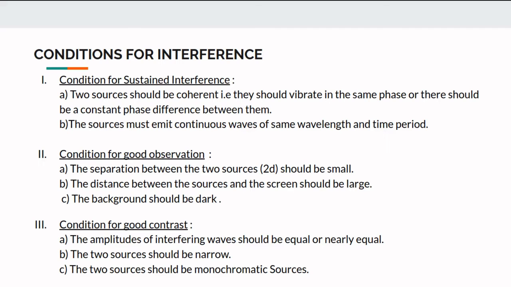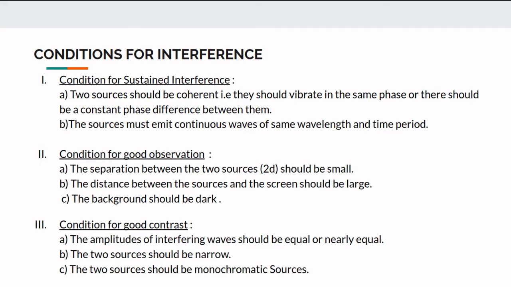The next part is conditions for good observation. In order to observe the fringes clearly, we have to satisfy some conditions. The third one is conditions for good contrast. Good contrast means in interference fringes, some fringes are bright, some fringes are dark. If the bright fringe has maximum intensity and the dark fringe has zero intensity, then both the fringes have good contrast. Bright is perfectly bright and the dark is perfectly dark. For this purpose, we must satisfy some other conditions.